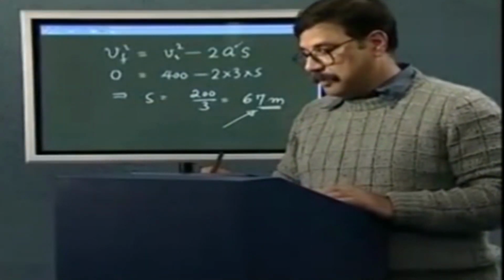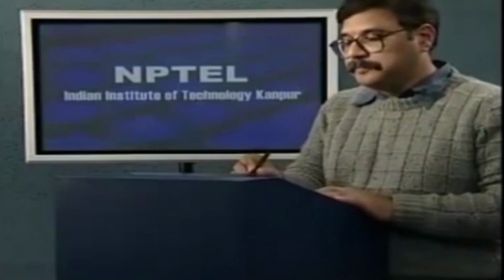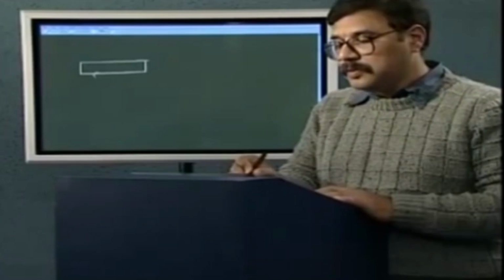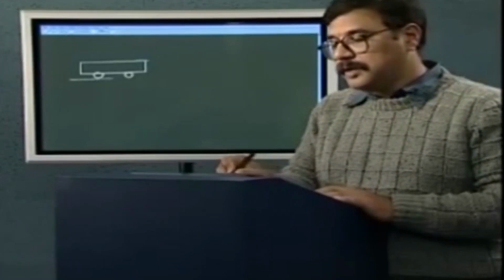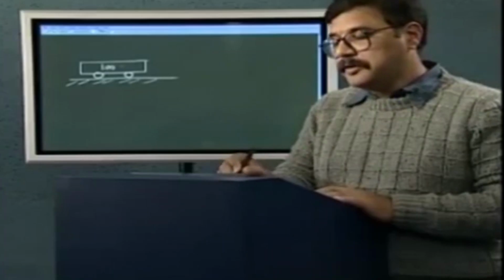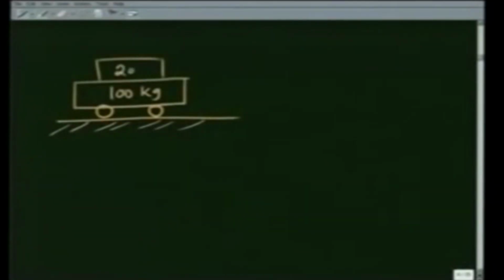As a second example, I take a crate or a trolley which can move on its wheel without friction. This is taken to be 100 kilograms. On top of it, I put a box of 20 kilograms and pull it. There is a pulley here. Pull it by a force P. The other side of this string is attached to the wall.